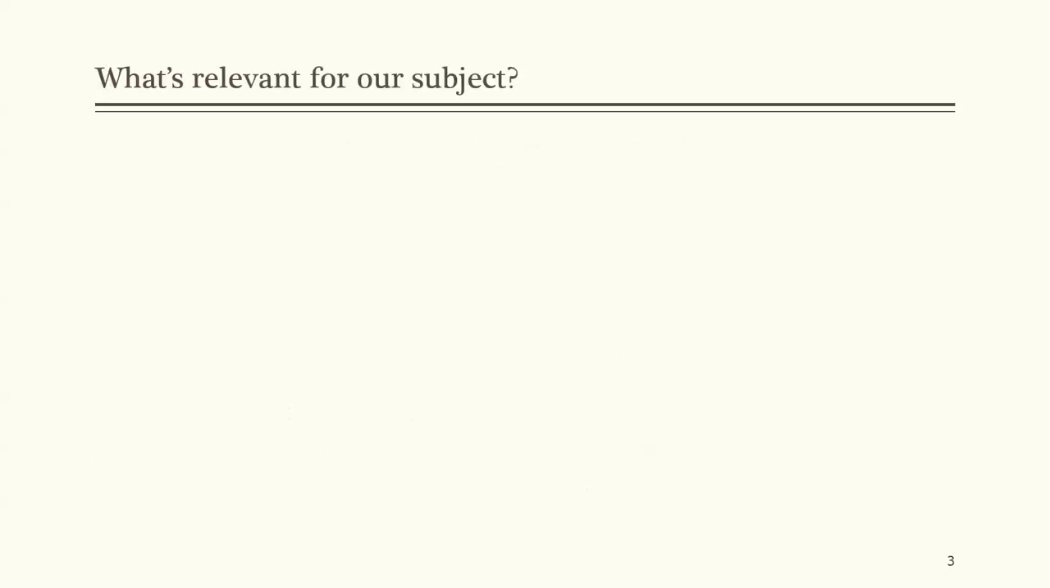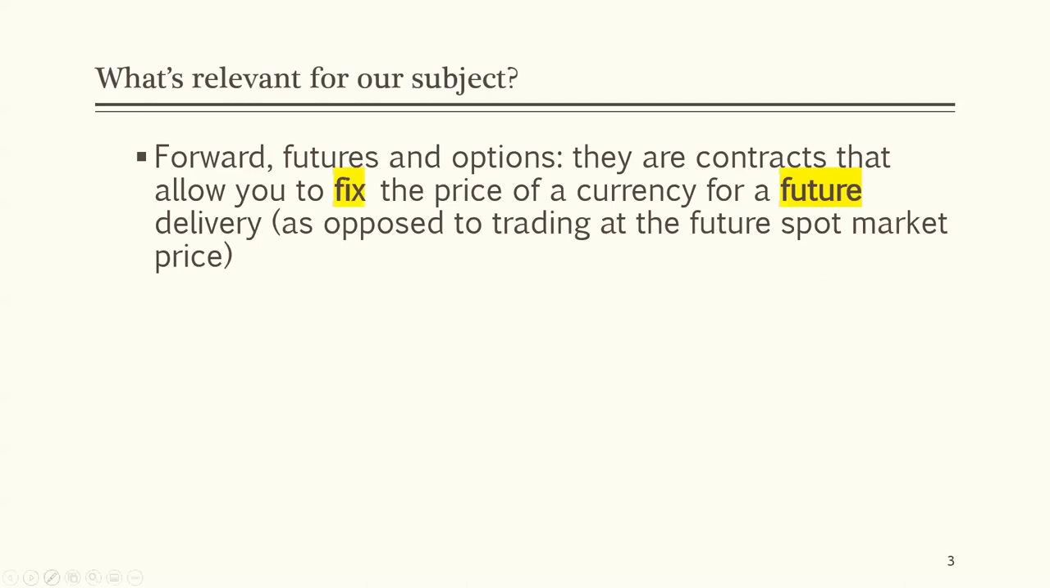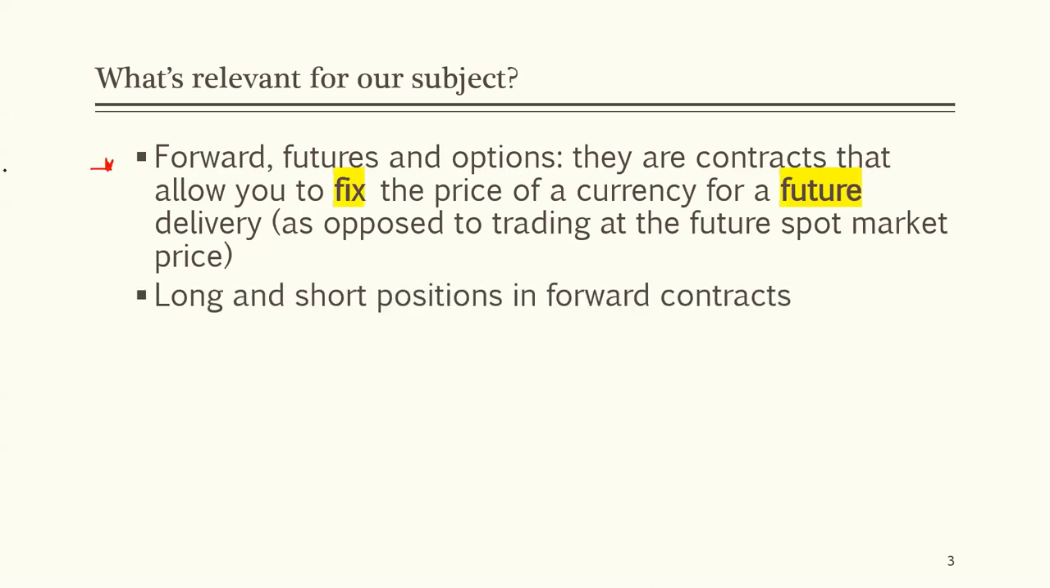So what's relevant for our subject? We need to understand what these contracts do, because a lot of the time in our subject, we will use them to hedge our positions. Forward, futures and option contracts allow you to fix the price of a currency for a future delivery. For example, if you expect to receive $1 million USD from your trade partner in 3 months' time, and you don't want to bear any foreign exchange rate exposure, you would use one of these contracts to hedge your position. For your assignment, question two is about hedging a position using the forward contract, so you need to understand the forward contract.